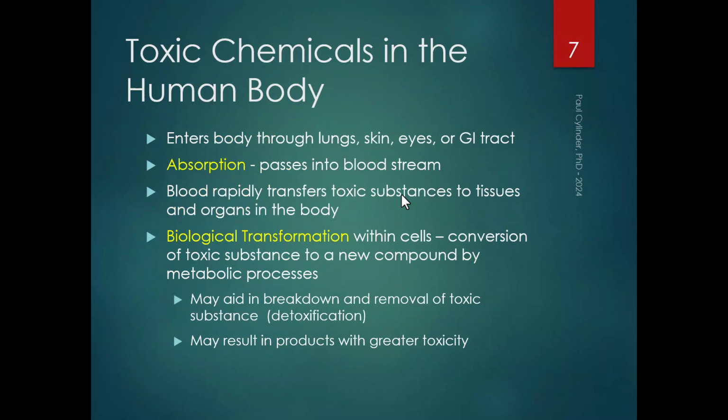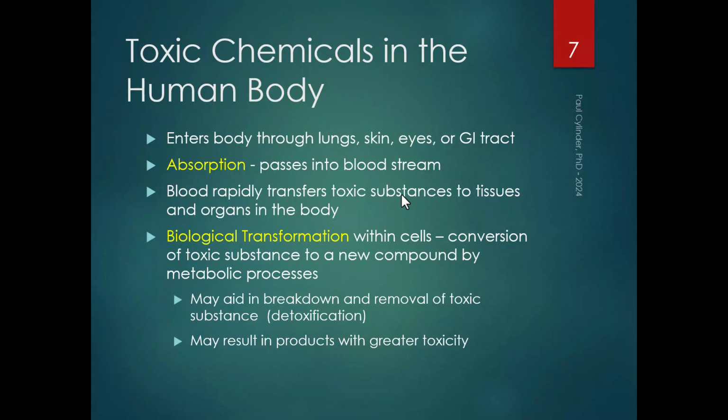Okay, well, what happens when toxic chemicals get into the human body? As I've said, they enter through lungs, skin, eyes, or the GI tract. And then what happens is absorption into the bloodstream. Your lungs are intimately connected to the bloodstream. Your gastrointestinal tract is intimately connected to the bloodstream.